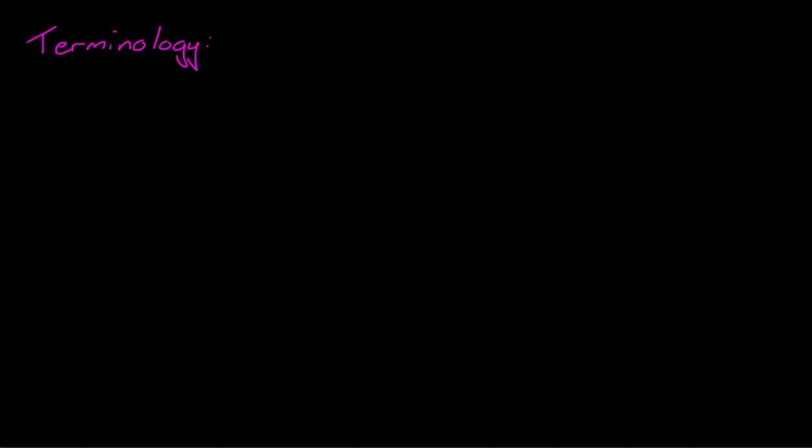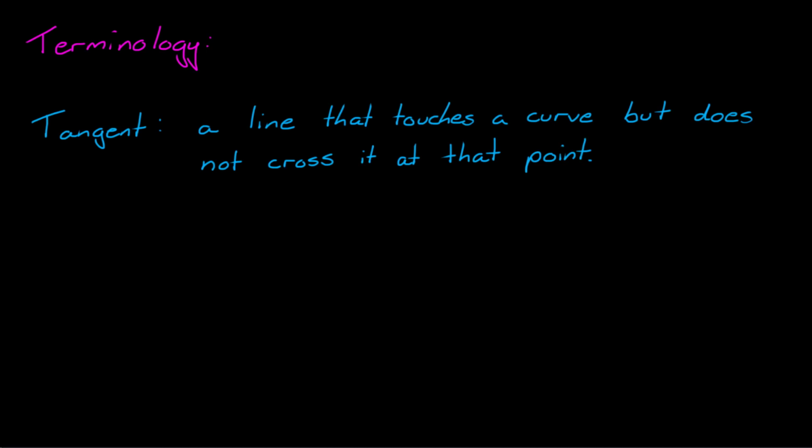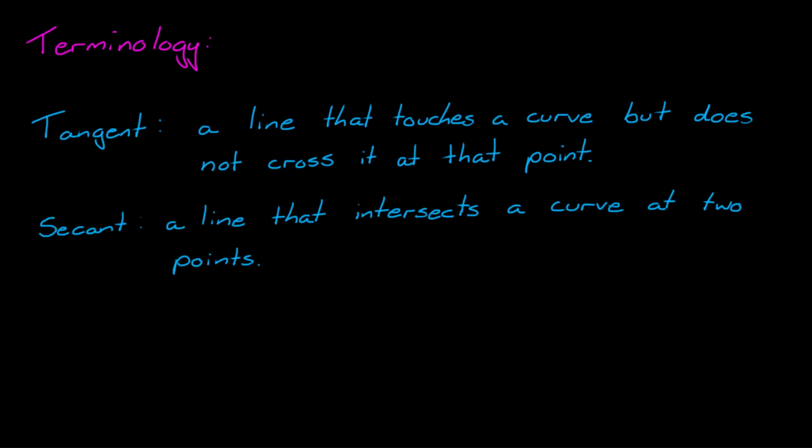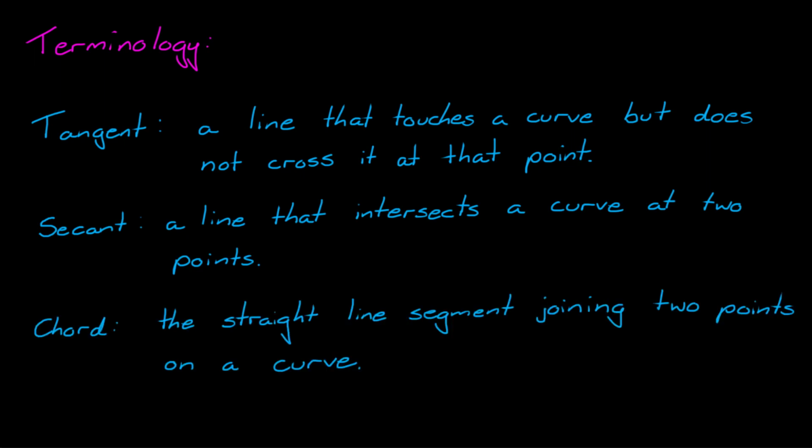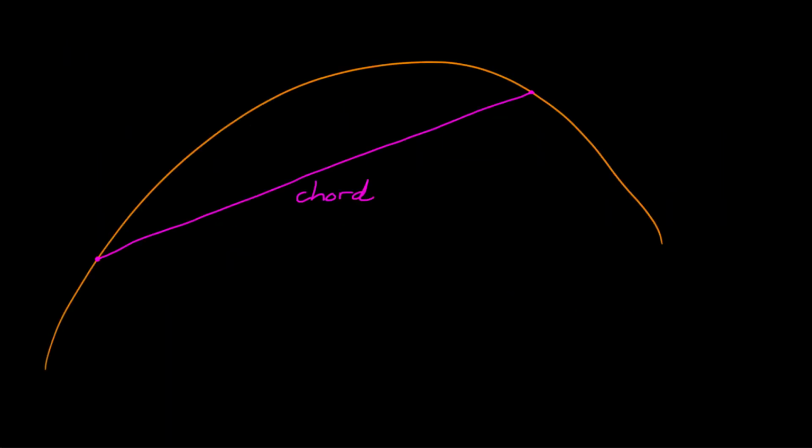In order to proceed further, we're going to need to cover a little bit of terminology. As we've already seen, a tangent is a line that touches a curve but does not cross it at that point. A secant is a line that intersects a curve at 2 points. And finally, a chord is the straight line segment joining 2 points on a curve.